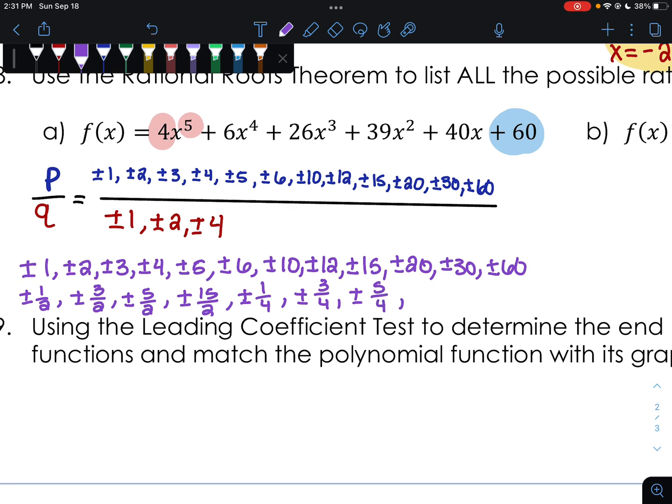6 divided by 4 simplifies to 3 over 2. We already have 3 over 2. 10 divided by 4 simplifies to 5/2. We have 5/2. 12 divided by 4, which is plus or minus 3. We have that. 15 divided by 4 would be plus or minus 15 over 4.